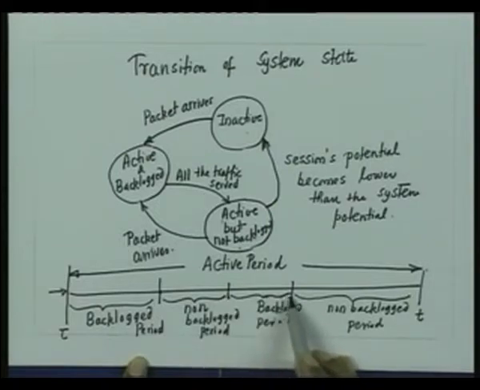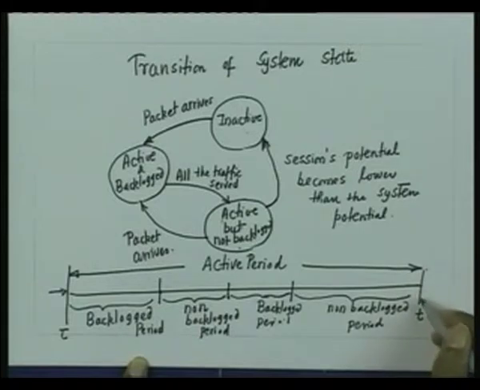Again, the session's potential keeps on increasing. At this point, all the traffic that arrived during this period has been served, and therefore the session moves into a non-backlogged period. Now in this non-backlogged period, the session's potential is not increasing, but the system potential keeps on increasing, so that at time t, the session's potential will become lower than the system potential, and the session then moves into the inactive state. Right, this is what we have seen: the state transitions in the rate proportional servers.